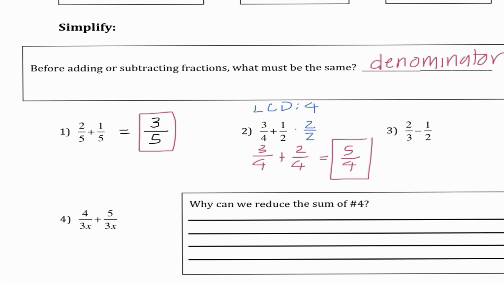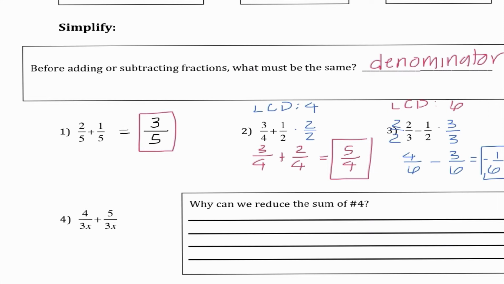Number 3, our LCD here. Because we definitely do not have a common denominator, our LCD would be 6, because that's 3 times 2. That's the smallest value they both go into. So this time, I'm going to have to multiply 2/3 by 2 over 2, and I get 4 over 6. And I'm also going to have to multiply 1/2 by 3 over 3. So I get minus 3 over 6, which is -1/6. So that is my final answer there.